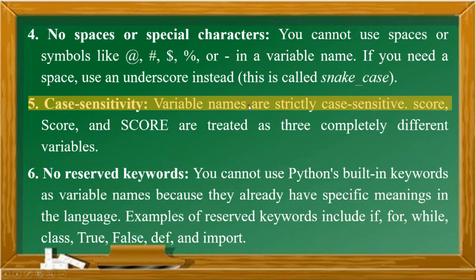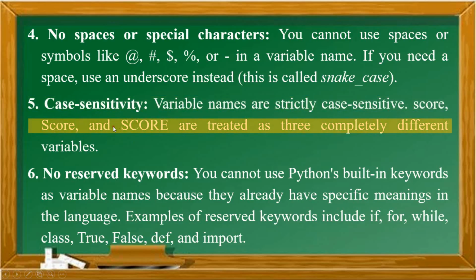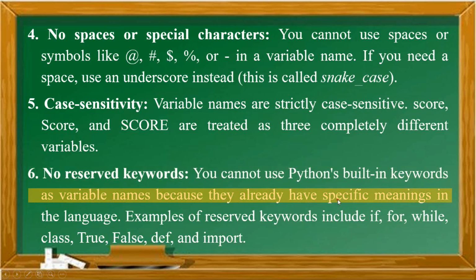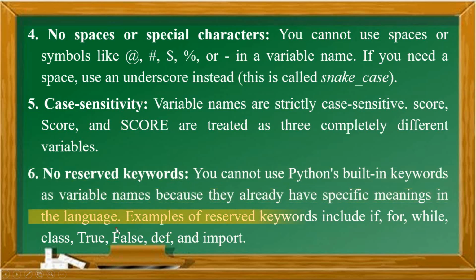5. Case sensitivity. Variable names are strictly case sensitive. Score, score, and SCORE are treated as 3 completely different variables. 6. No reserved keywords. You cannot use Python's built-in keywords as variable names because they already have specific meanings in the language. Examples of reserved keywords include if, for, while, class, True, False, def, and import.